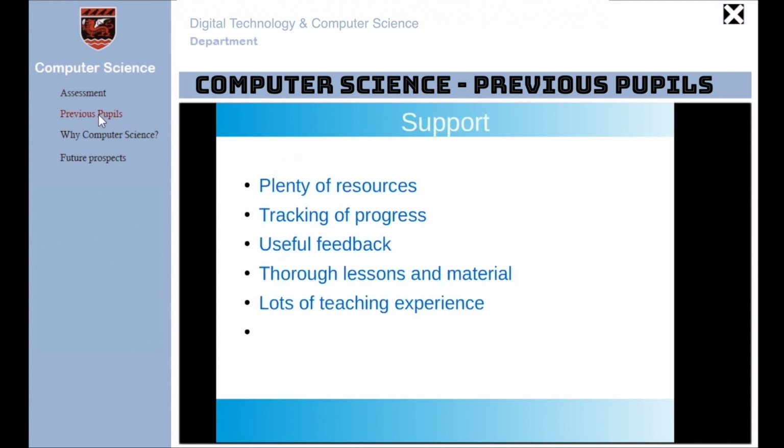And the tracking of progress and the feedback is also very helpful, because you need to know where you are and where you need to be and how to improve and how to get there. The lessons and the material are also very thorough. You won't be short of material to help you learn it. It goes very in depth and also covers a broad variety of topics. And the teaching experience is also really helpful, because the course unit has been taught for several years and they have experience in knowing what to tell you, what's important and what's not.